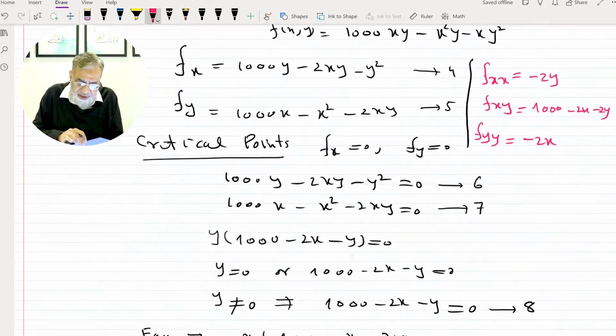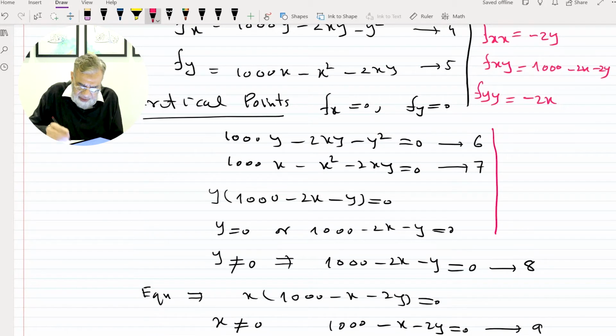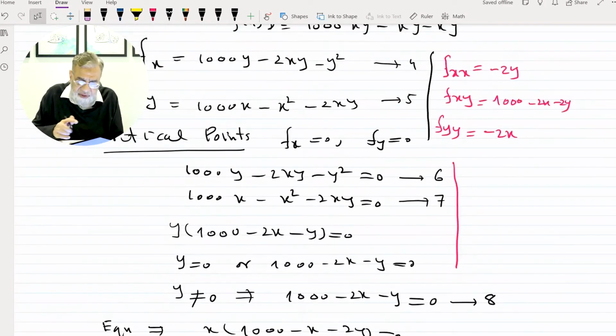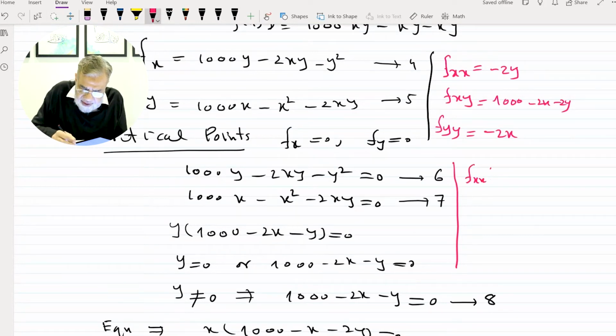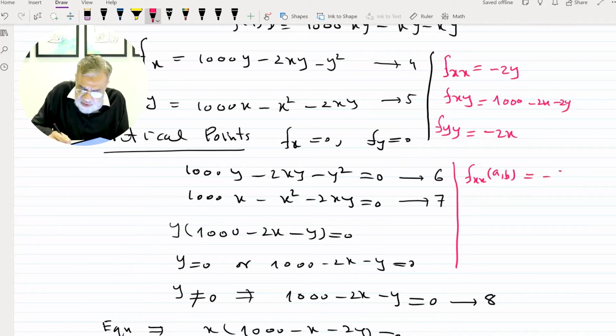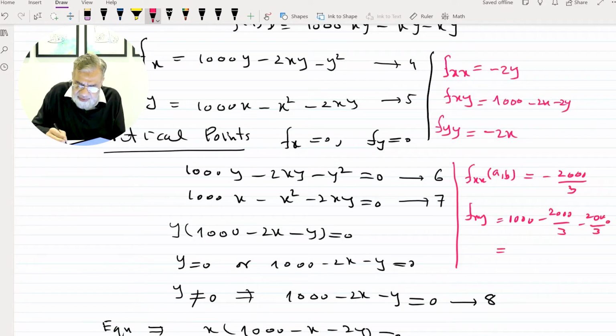I find the value of f_xx at the point, which is 1000 by 3. So we have this point, and I get the value of f_xx at the given point. I write the point as (a, b), where a is 1000 by 3 and b is 1000 by 3. So we get minus 2000 by 3. And if I find f_xy, it is 1000 minus 2000 by 3 minus 2000 by 3. I simplify this one: 3000 minus 2000 minus 2000.